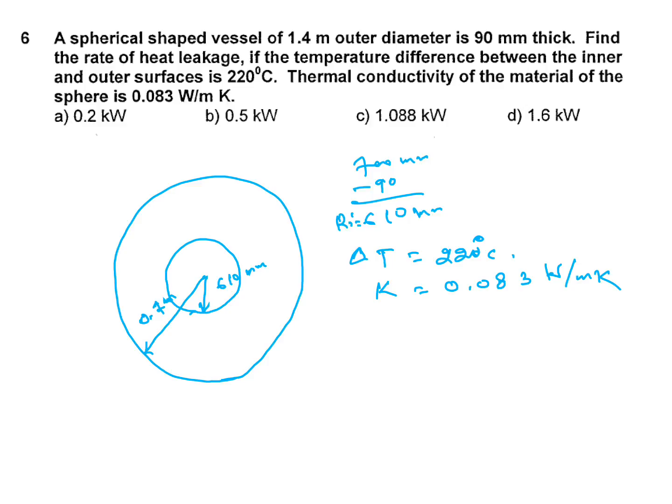So our formula is Q equal to, already discussed in my previous video, for a sphere it's 4 pi K R1 R2 delta T by R2 minus R1. The same question was asked in 2006 also. Already delta T given, R2, R1, K also given. Next only calculation.